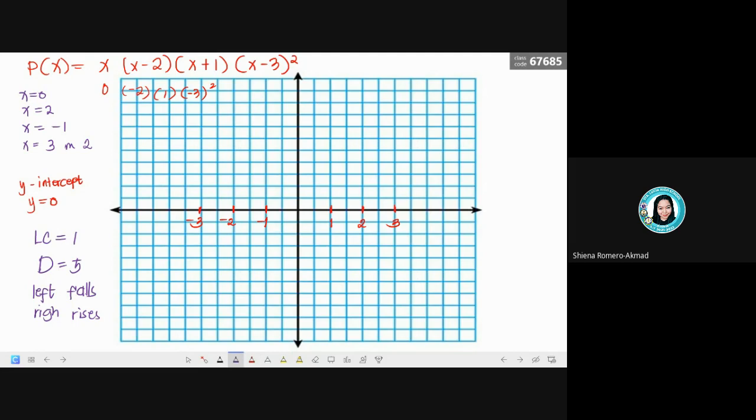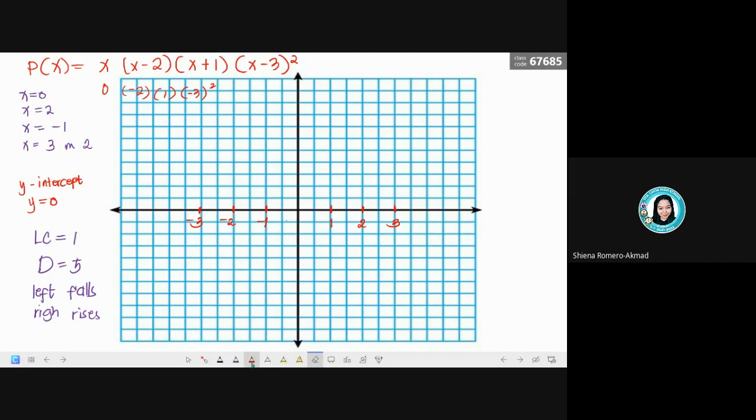So, una tayong pupunta kay negative 1. So, dito, false, di ba? Magko-cross tayo kay negative 1. Cross, sunod kay 0, tapos kay 2, tapos kay 3. So, ulitin natin, ha?